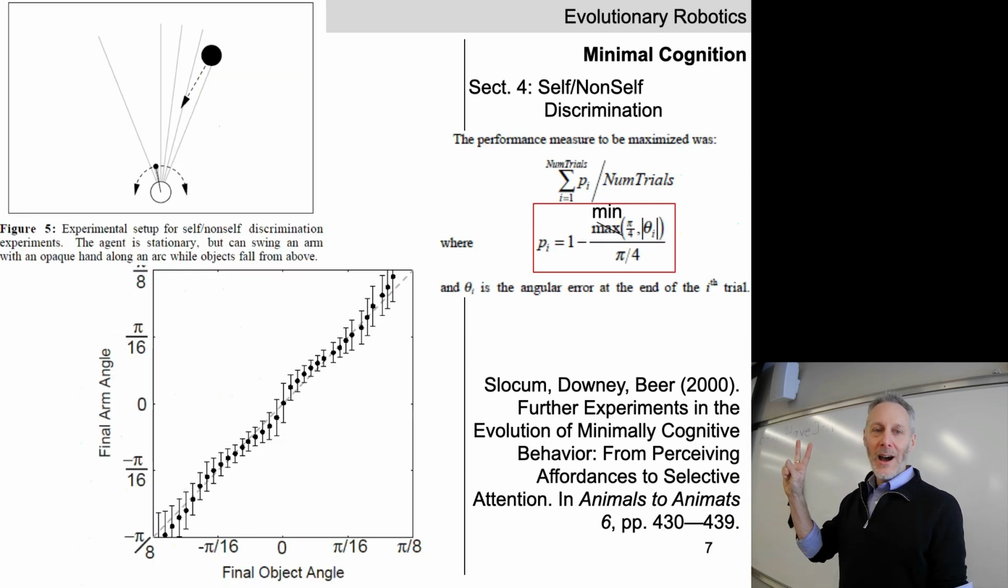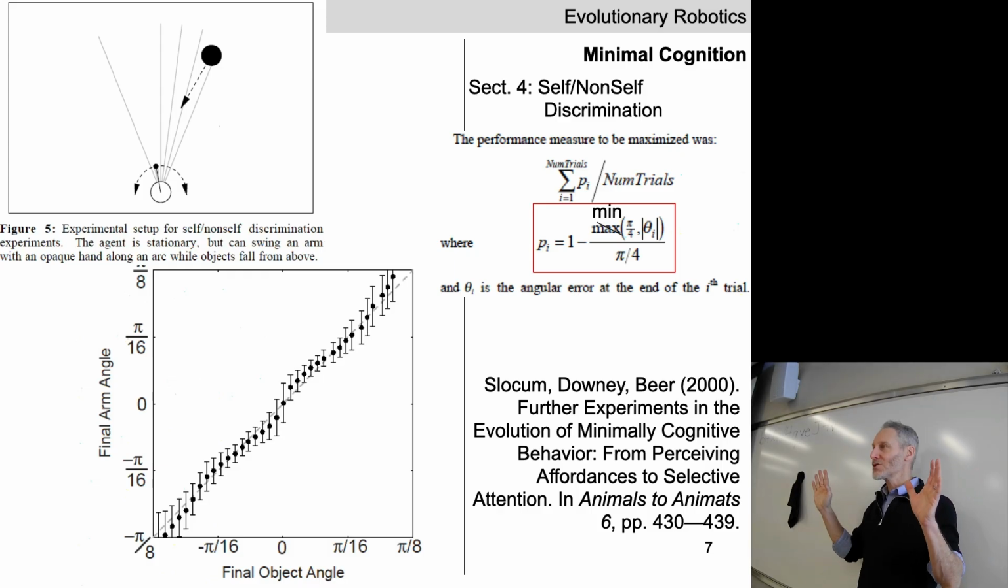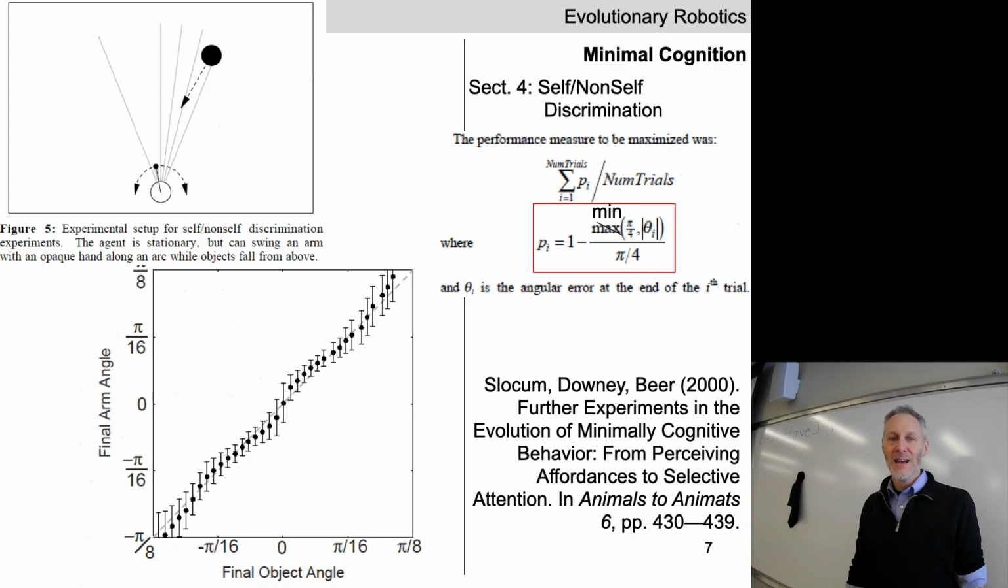All right. Perfect timing. The minimal cognition experiments are like the Olympics of evolutionary robotics. All right, here comes event number 2, self, non-self discrimination. Being able to tell the difference between self and everything else, which we're going to call non-self. We've seen this already. We've seen a robot grappling with this. What was that robot? Anybody remember? Baby bot.